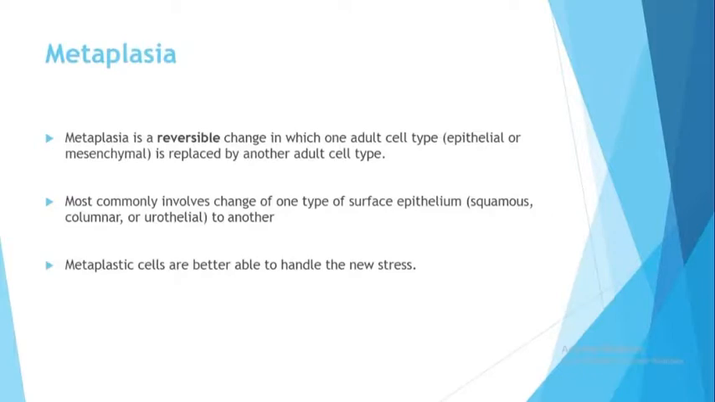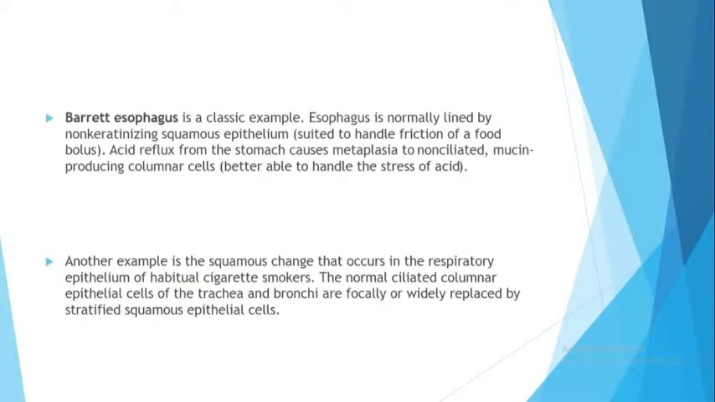So why does metaplasia occur? Metaplasia occurs because the metaplastic cells are better able to handle the new stress. The classic example for metaplasia, and the one that is commonly tested, is Barrett esophagus. So what is Barrett esophagus? Remember that we have the esophagus, which is lined by stratified non-keratinizing squamous epithelium, and we have the stomach, which is lined by non-ciliated mucin-producing columnar cells.